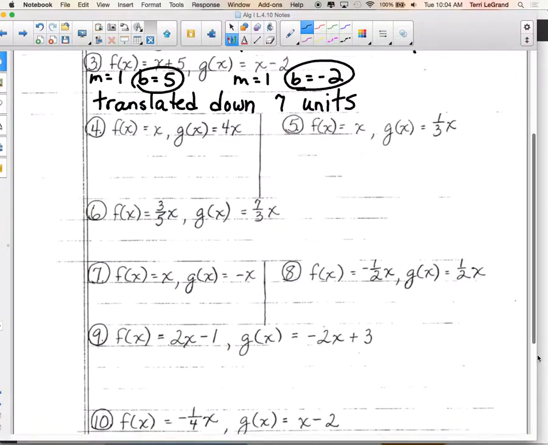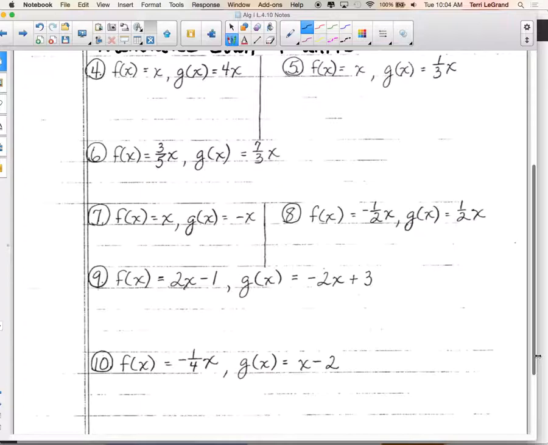Okay, let's look at number 4. Again, we are going to identify slope and y-intercept every single time. Oh, good old parent function, I like that one. Don't even have to think hardly. G of x, what's its m? 4. What's its b? 0. Okay, anything change? The slopes.